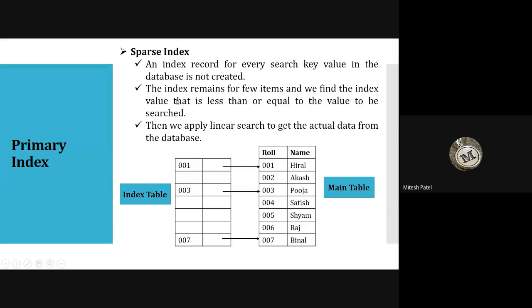So this index remains for a few items, not for every search key. Obviously, it will reduce the index table and store less memory. So we find the index value that is less than or equal to the value to be searched, then we apply the linear search. You already learned linear search in data structures. Linear search gets the actual data from the database. So by using this technique, you can find data from a large database.